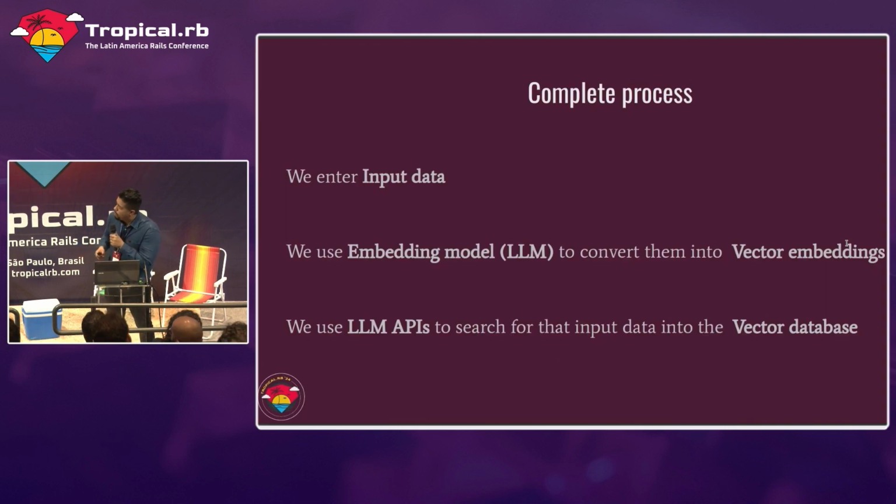Well, at the end, what is the complete process? We enter input data, okay? We want to search for something. We use one LLM in order to convert that data into a vector embedding. We're going to use, again, the LLM APIs to search for the input in the vector database, okay?